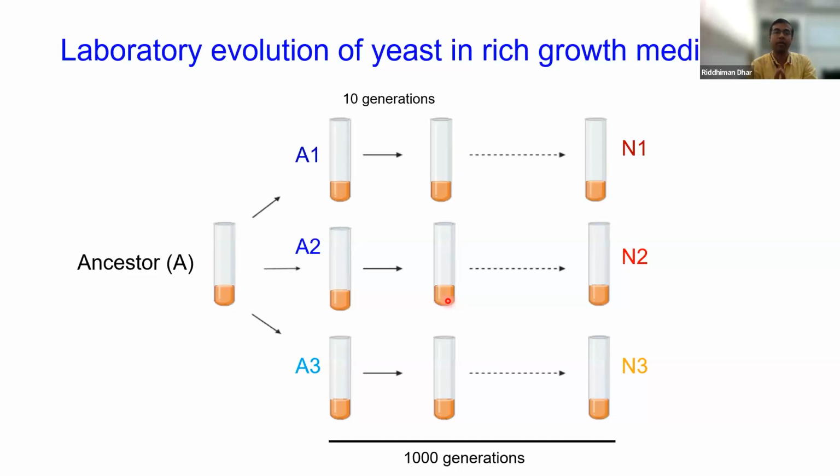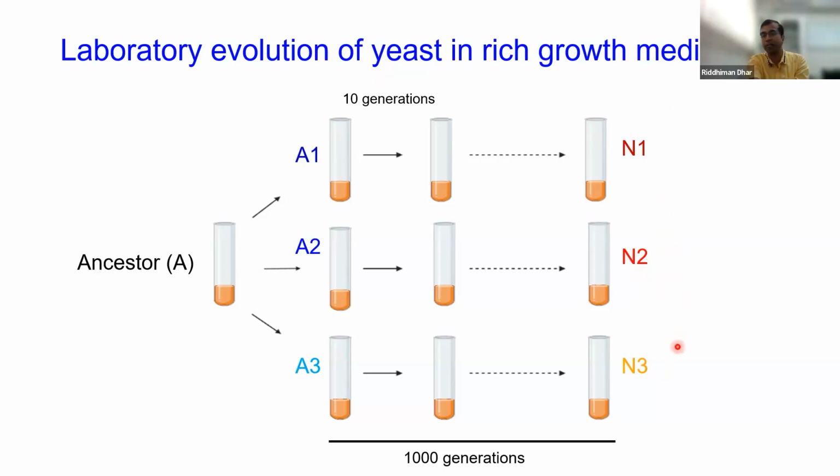And here is the scheme for the evolution experiment. We started with the ancestor strain, and we divided this ancestor strain into three subpopulations, A1 to A3. We let them grow in rich media for 10 generations. So they had all the nutrients in abundant supply, and they were growing happily. After 10 generations, they were transferred to fresh media. This process was repeated for 1,000 generations, and we will denote these lines by N1, N2, N3. So they underwent this neutral evolution.